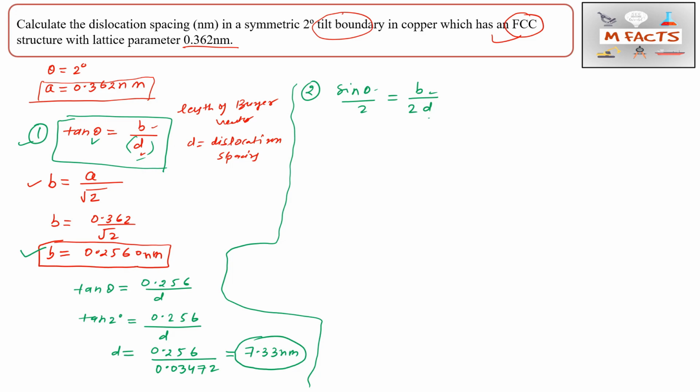Okay, so sin(θ) with θ = 2 degrees by 2, equals b by 2d. The b value we know, that is 0.256, already found in the first part. So 0.256 by 2d. This 2 and 2 will get cancelled, and from here we will get d = 0.256 by sin 2 degrees, which is 0.347 or something. So from here also we will get the same answer, that is 0.733 nanometers.